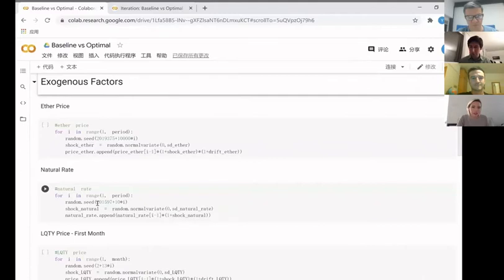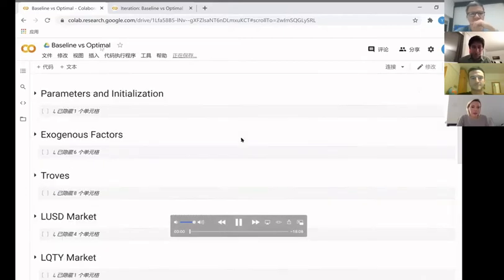So if they stake LUSD in the stability, can you pause the video? The stability pool return. Robert. Sorry. Yeah, try pausing the video and then see if you can.